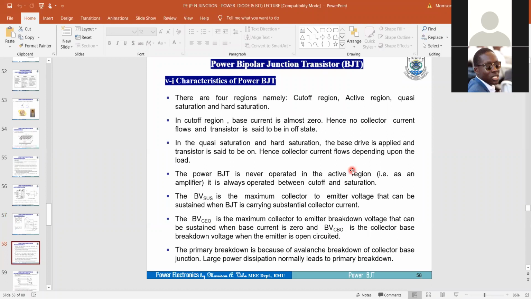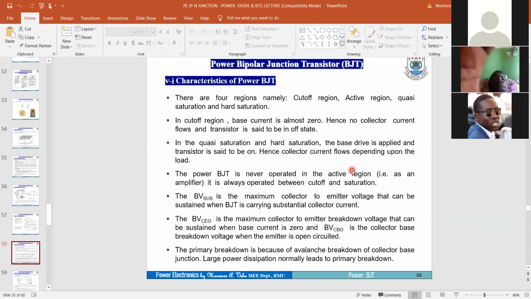In describing it, in your cutoff region, your base current is basically zero. In the cutoff region, the base current is virtually zero, so you have negligible current flowing at the base. Because of that, no collector current will flow, and your transistor is considered to be in the off state. So that's what happens in the cutoff region. I hope you are with me.